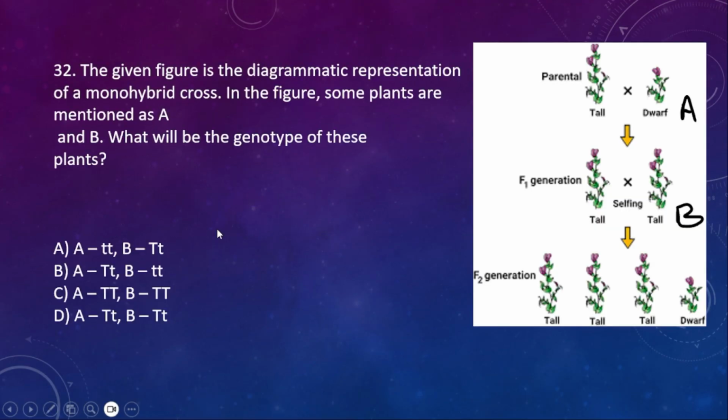So next question. The given figure is a diagrammatic representation of monohybrid cross. In the figure, some plants are mentioned as A and B. What will be the genotype of these plants? Here A is given as a dwarf. Dwarf will always be small t and small t. B is given as a tall, but it is for the F1 generation. So here the right option will be option A.